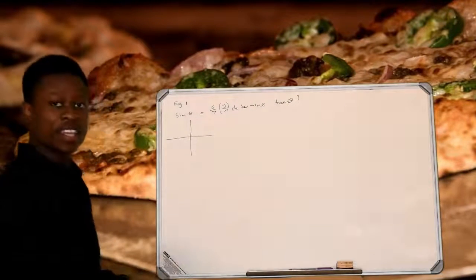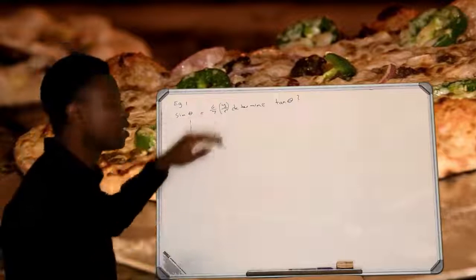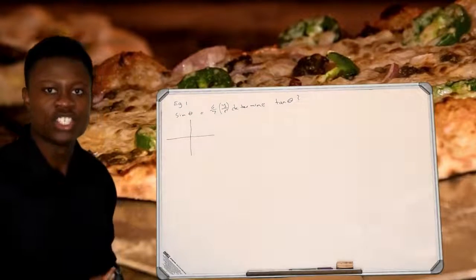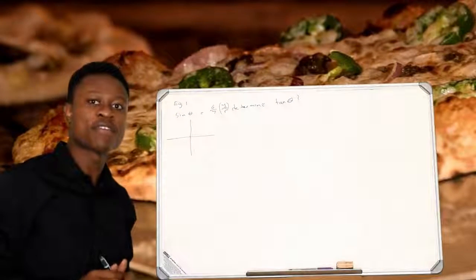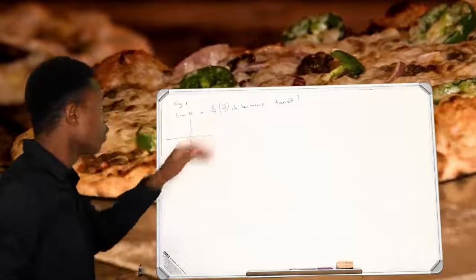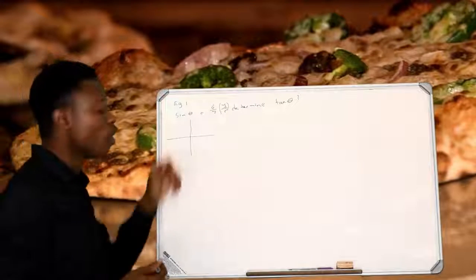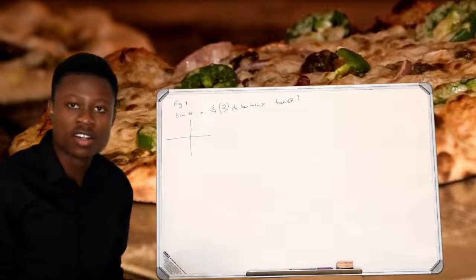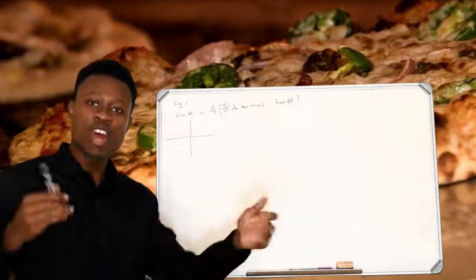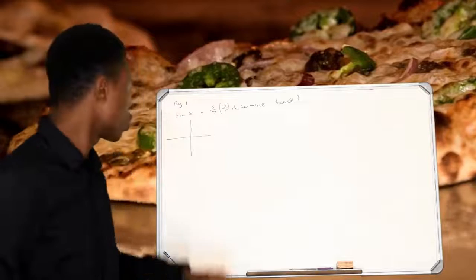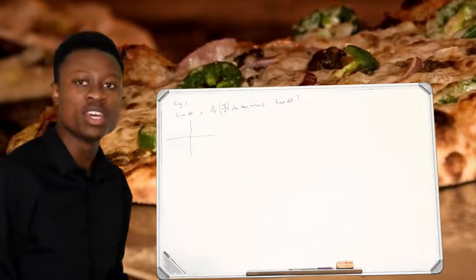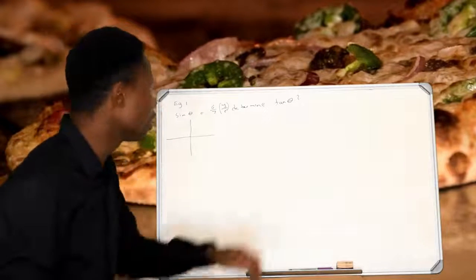Another example is, let's say they give you sine theta is equal to 5, just a whole number 5. What do you do then? Since it's y over r, what is the r? The r is 1, because 5 over 1 is the same as 5. So y would be 5 and r would be 1.